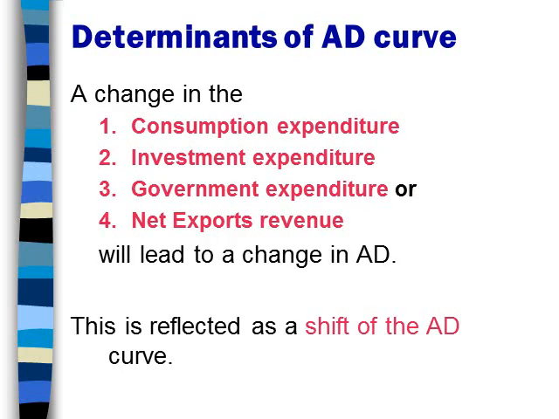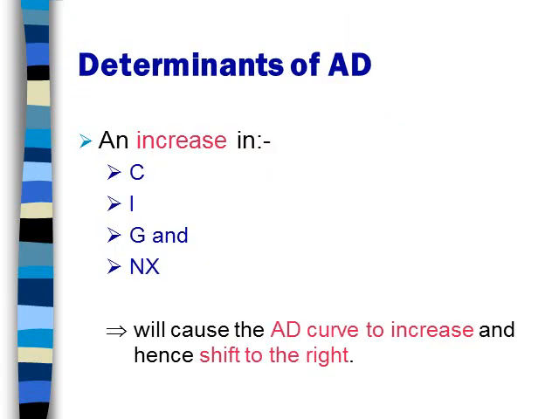Now your curve can shift. That means people can demand more or less when the price doesn't change, based on a few factors. Typically this regards your components of AD starting to change. So any change in the components of AD, your C, your I, your G, your NX, will cause a shift of the AD curve. That means the price doesn't change, but any of these players want more or less of goods and services.